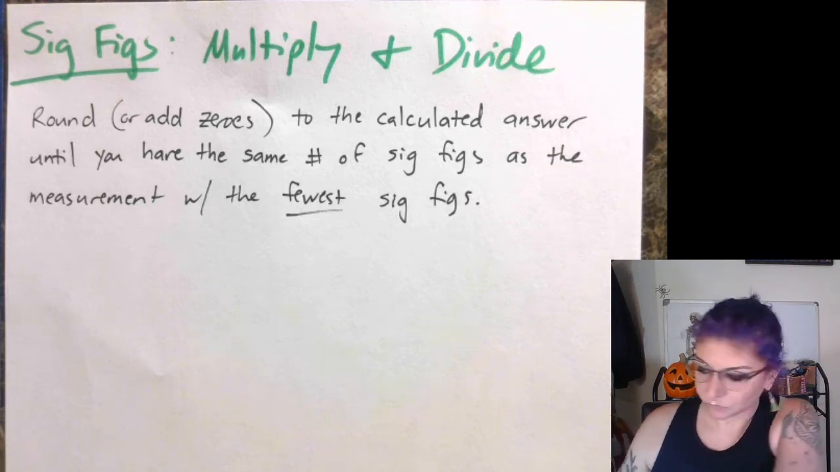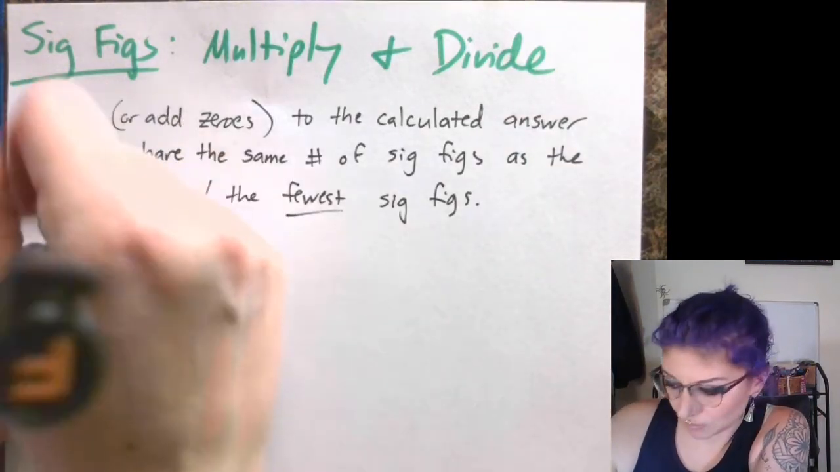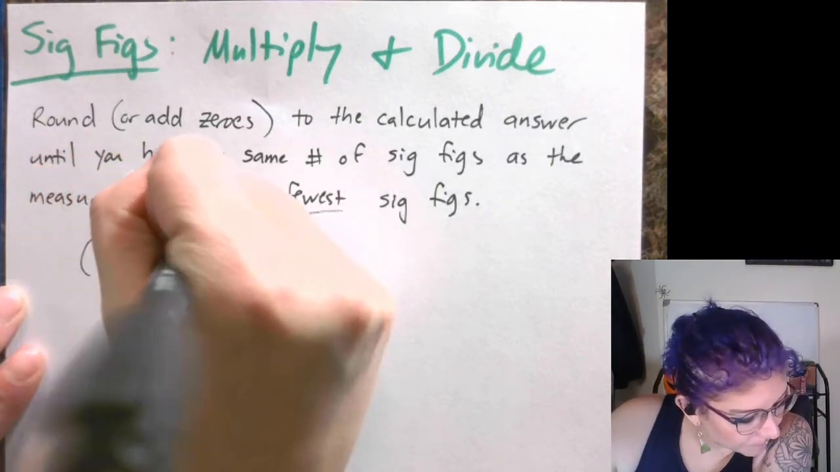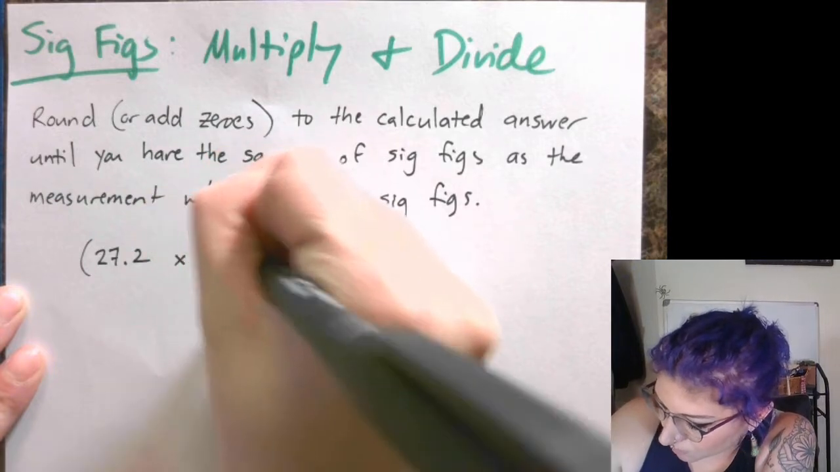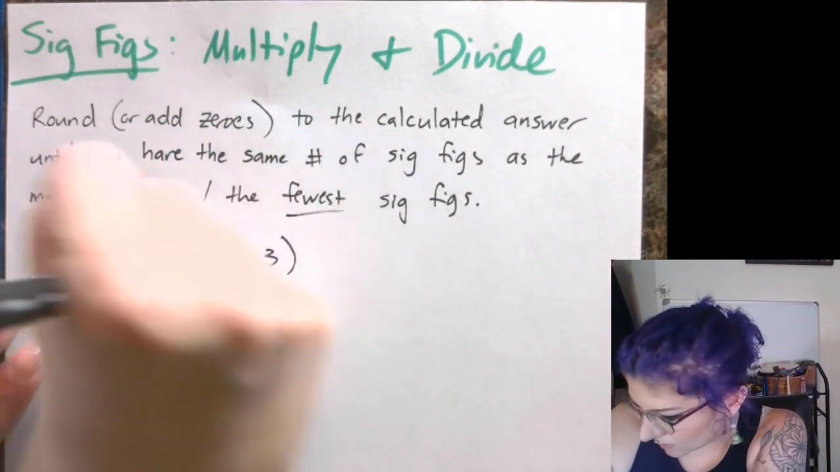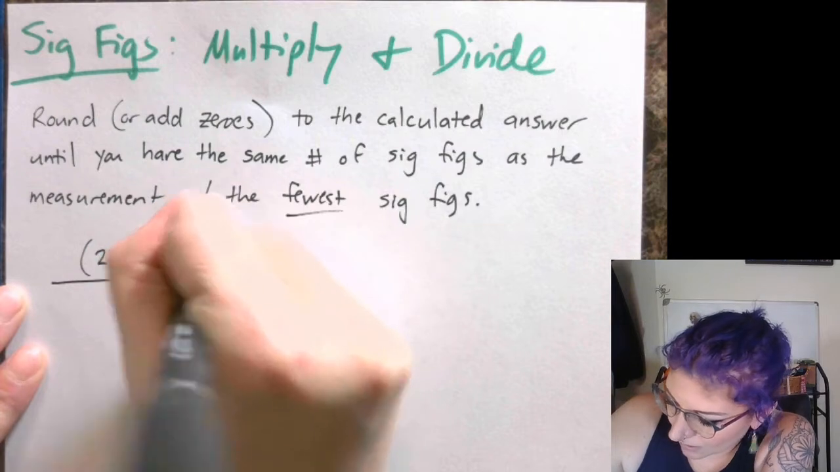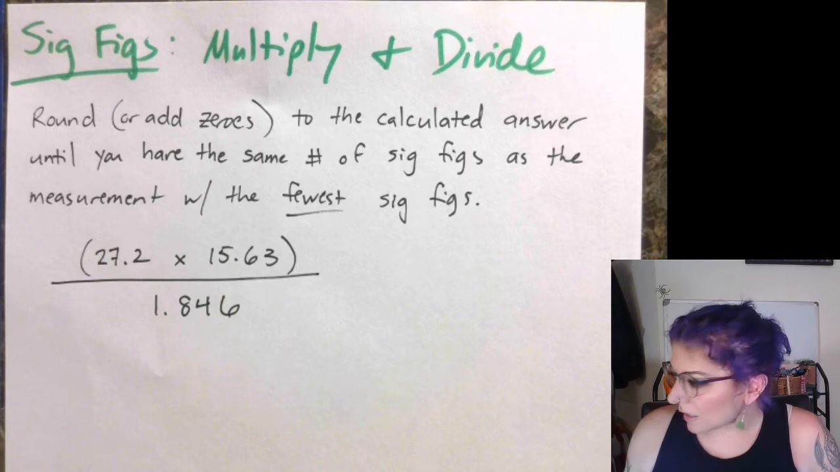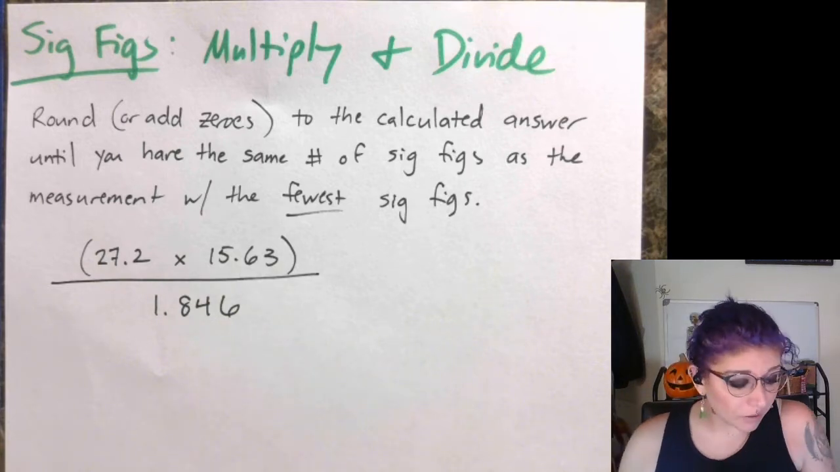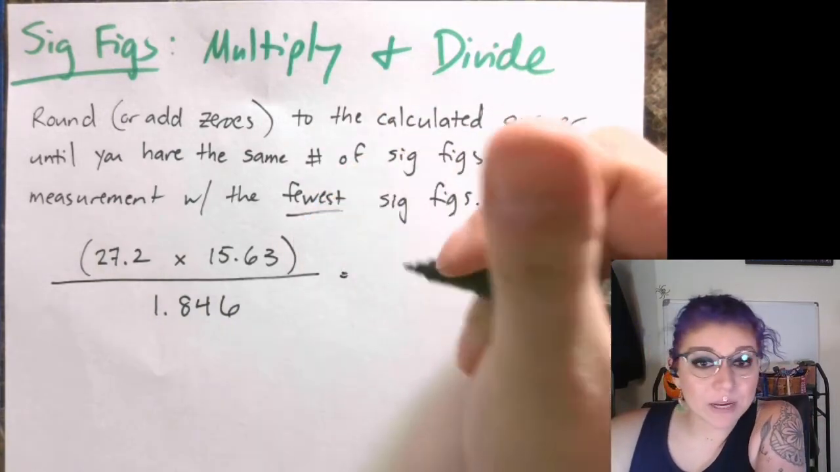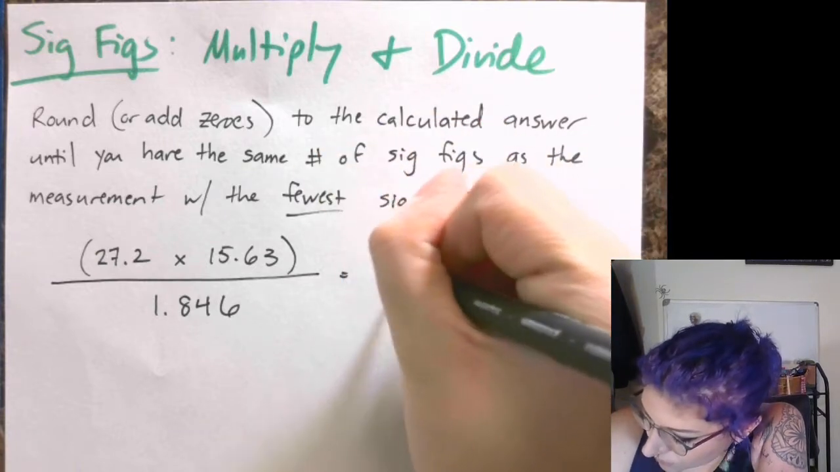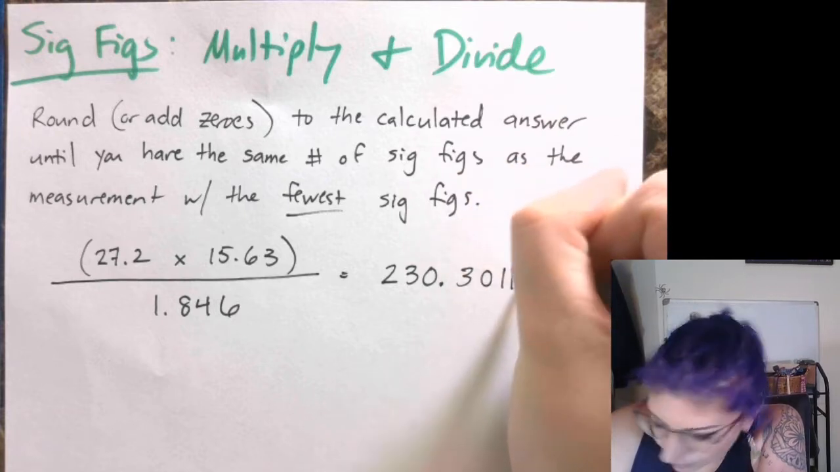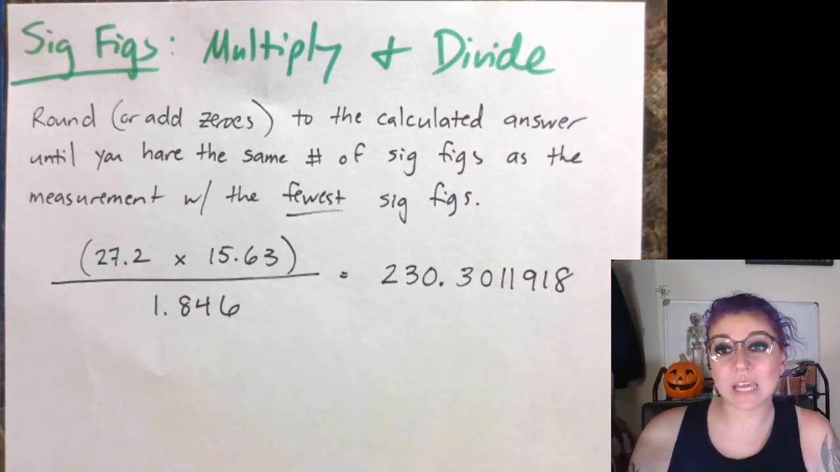Alrighty, so let's say we have this problem. We have 27.2 times 15.63 divided by 1.846. Alrighty, so when I plug this into my calculator, the answer in my calculator is 230.3011918. So that's what my calculator spits out.